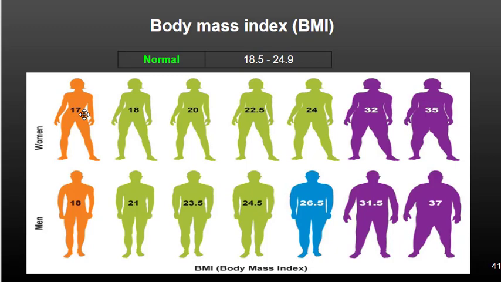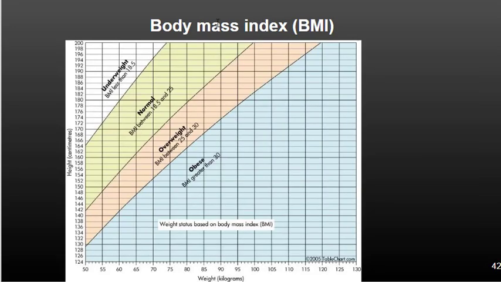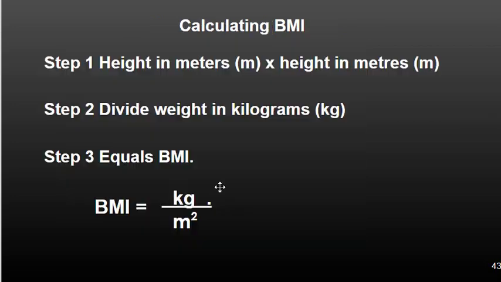To calculate your body mass index, you need to know the person's height, person's weight, and then we can either use a table such as this one provided here, or we can do a calculation. To calculate body mass index, you need to know the person's height in meters. You multiply the height by the height. And then in step 2, you need to know the weight of the person. And then the formula is body mass index equals the weight of the person divided by the square of the height of the person.